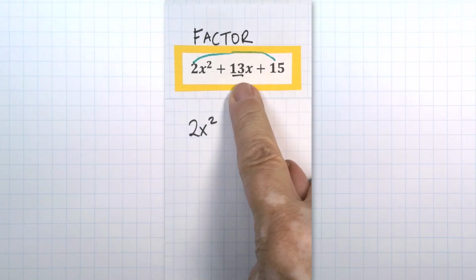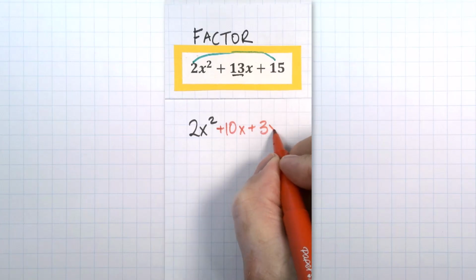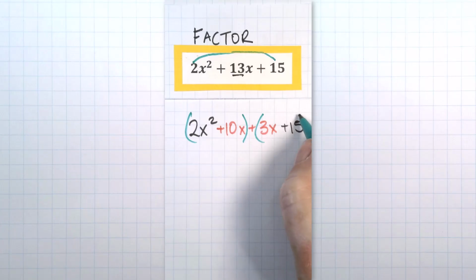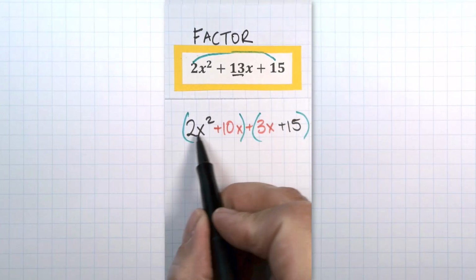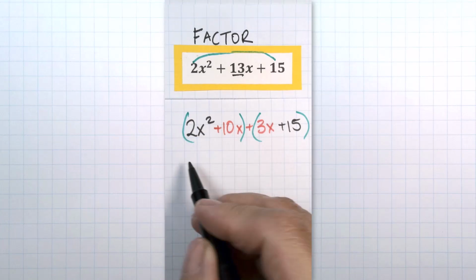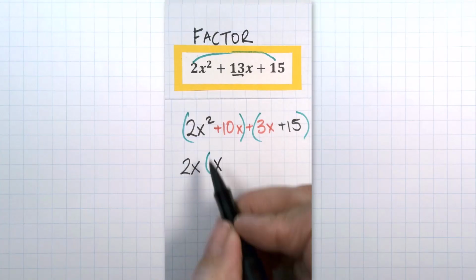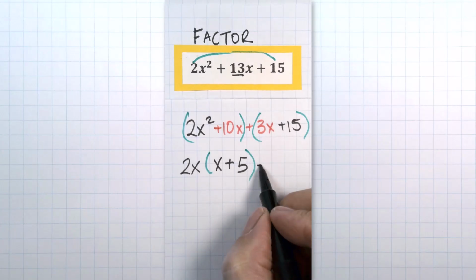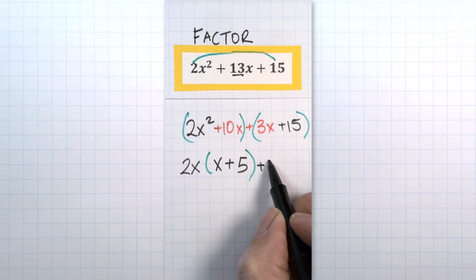2x squared, instead of writing 13x, you write 10x plus 3x, plus 15. Grouping: group up the first two terms, group up the second two terms, and pull out common factors. In 2x squared and 10x, well, an x will go into both, but so does the 2. So I'm going to take out a 2x. x times x is the x squared, plus something is 10x, that is 5. In the back end, you take out something that goes into both a 3x and a 15. Well, that's going to be a 3.